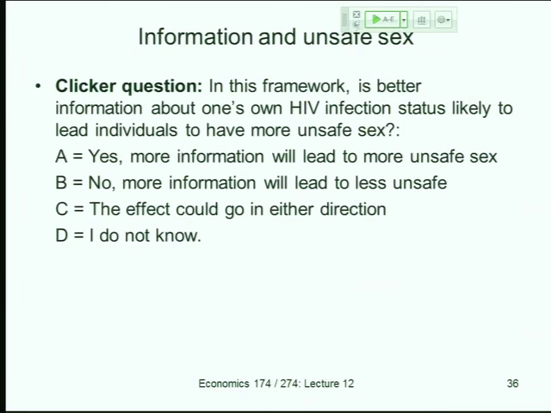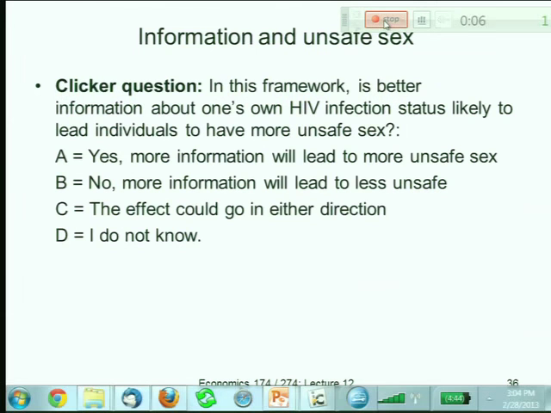In this framework, if you have better information about your own HIV status, and this is going to require you to think a little bit outside the box, so let me do this in 2 steps. Step 1, I should have set this up a little better. Let's say there are 3 periods: youth, young adulthood, old age. Let's say you've engaged in some sort of sexual practices in your youth, T equals 1. Now you're in T equals 2, and you're trying to decide whether to engage in unsafe sex again. Other than that, the model's the same.